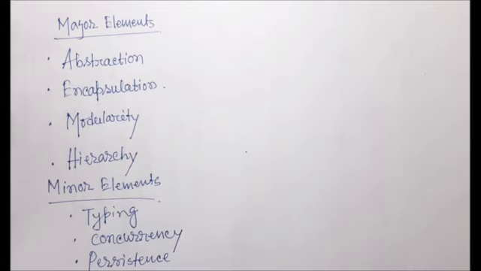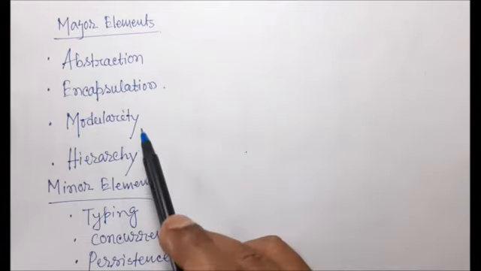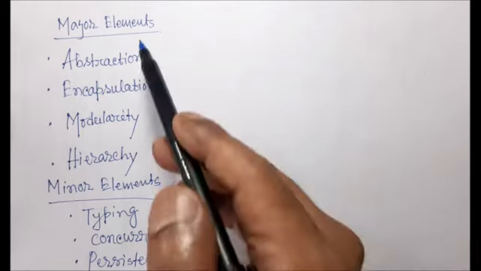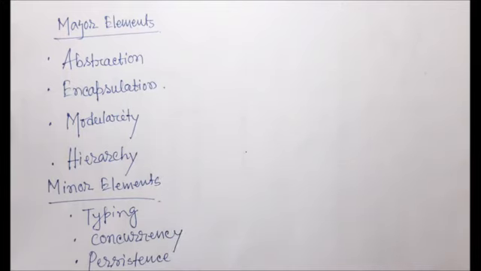By major it means that if a model does not have any of these elements, it ceases to be object oriented. There are four major elements: abstraction, encapsulation, modularity and hierarchy. These four are the major elements of the framework of the object oriented system, because the framework of the object oriented system is based upon the object model. So the object model has two categories of element: these are the major elements and these are the minor elements.